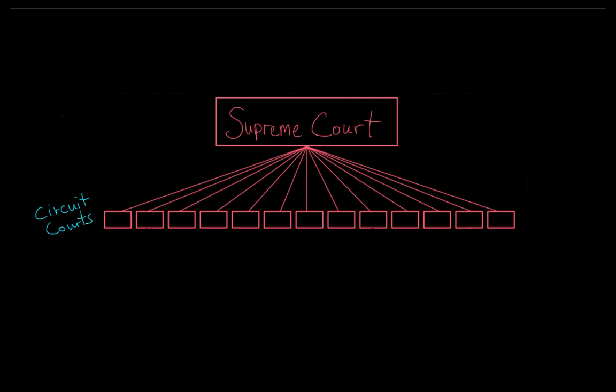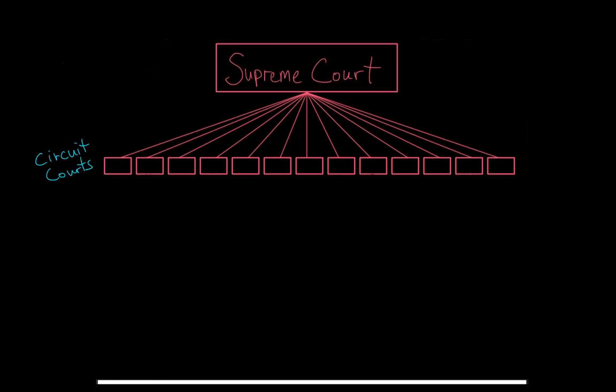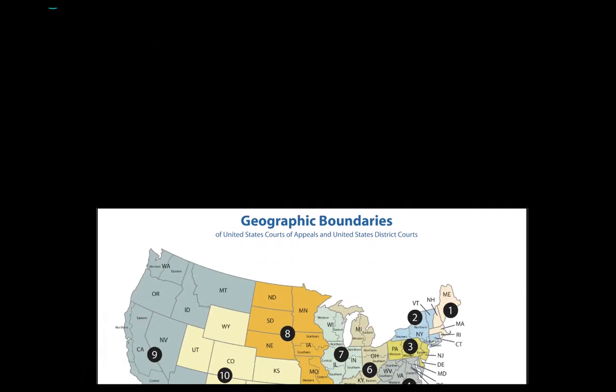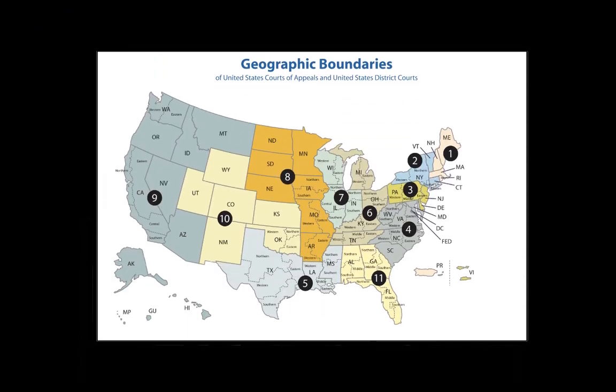And those courts are called circuit courts because the country is divided up into geographic regions called circuits. And we can see the circuits on this map right here. The circuits are numbered. The First Circuit, the Second Circuit, the Third Circuit, etc. And this map is color-coded to show you which states are included in each of the circuits.